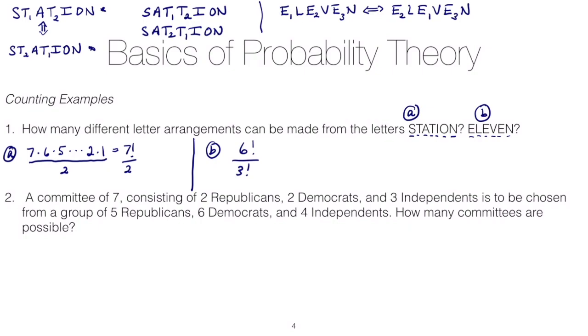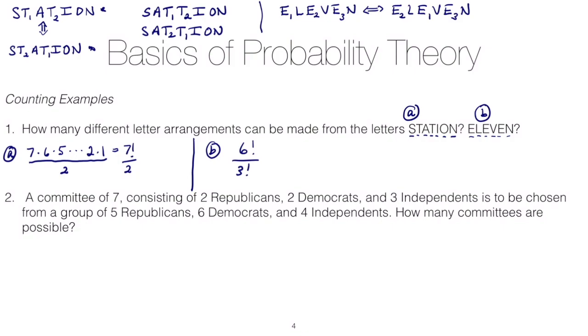So how about the second one? Well, in the second one, we're looking to form a committee of 7 consisting of 2 Republicans, 2 Democrats, and 3 independents, and we want to choose them from 5 Republicans, 6 Democrats, and 4 independents. So how many different committees are possible?